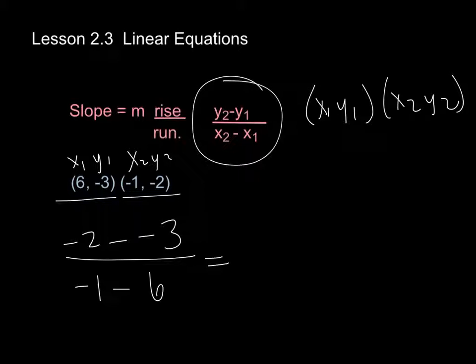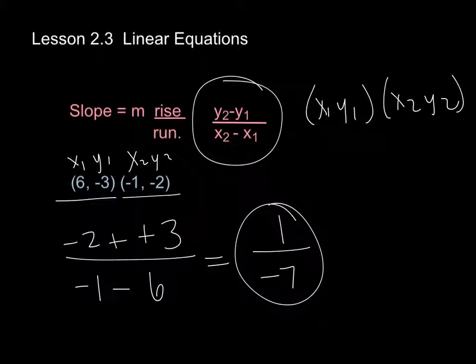Now we're going to simplify both the numerator and denominator. So we're going to change the double negative, and negative 2 plus 3 is 1, and negative 1 minus 6 is negative 7. So if we were to graph these 2 points in the coordinate plane, it would be decreasing as a line, and the slope is negative 1/7.